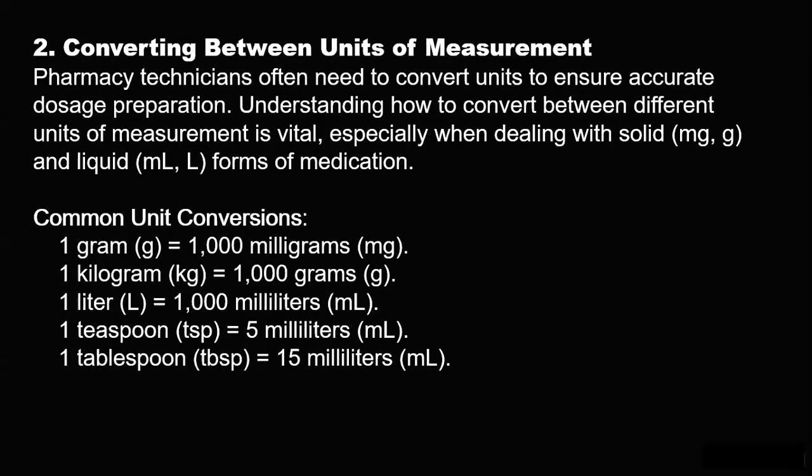All right, now converting units. I think we already did this one. Converting: 1 gram is 1,000 milligrams, 1 kilogram is 1,000 grams, 1 liter is 1,000 milliliters, 1 teaspoon, 1 tablespoon is 15 milliliters. We have already looked at it. So it is important that we know how to convert these units to ensure accurate dosage.